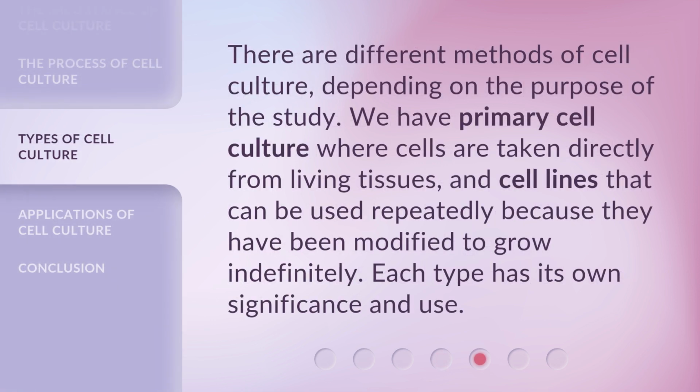There are different methods of cell culture, depending on the purpose of the study. We have primary cell culture, where cells are taken directly from living tissues, and cell lines that can be used repeatedly because they have been modified to grow indefinitely. Each type has its own significance and use.